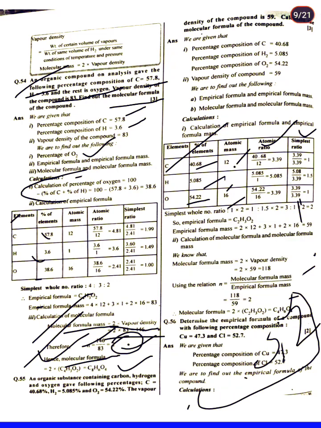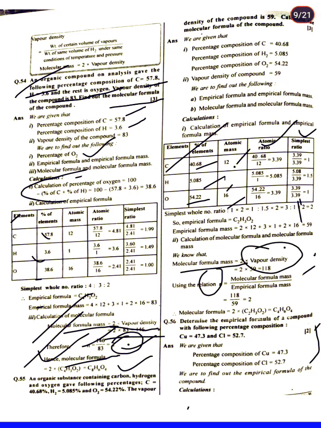Next step is to find the molecular formula. To calculate the molecular formula, first we have to calculate the n value, and n can be calculated from the vapor density. The molecular formula mass is twice the vapor density. So we calculate the molecular formula: n is equal to molecular formula mass over empirical formula mass, 118/59, that will give the value 2, and the molecular formula is equal to twice the empirical formula. Again we calculate the formula, C4H6O4.